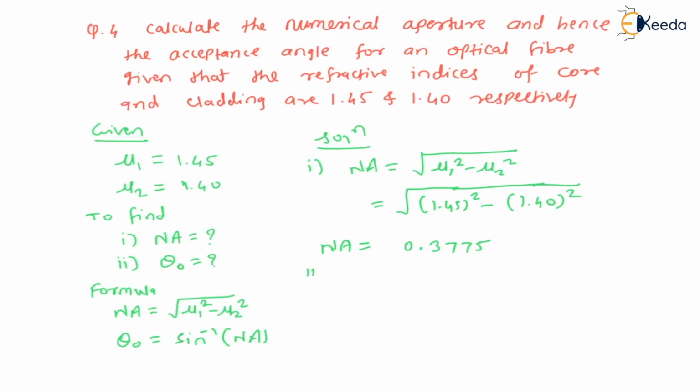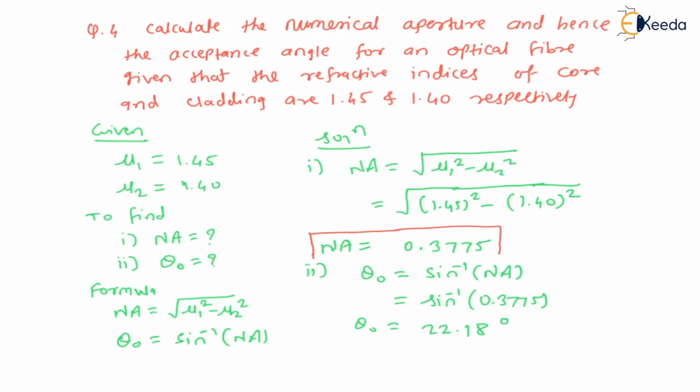Got it? Now again for the second one, that is acceptance angle, we have the formula. So here the formula will be theta naught is equal to sine inverse of numerical aperture. So now we'll simply substitute the value. So sine inverse of the value 0.3775. So here the answer will be 22.18. And the unit for acceptance angle will be degree. So these are the two values: this one is for NA, and this is for acceptance angle.